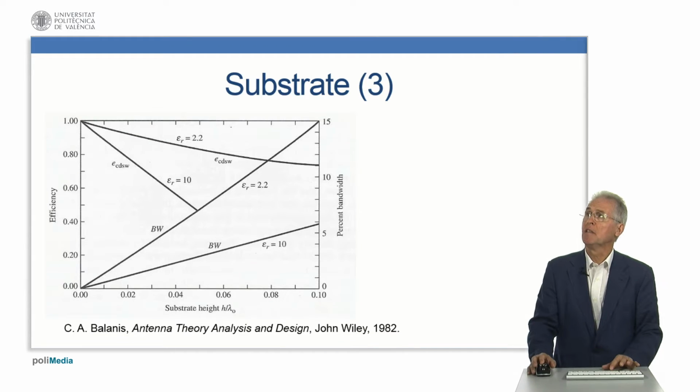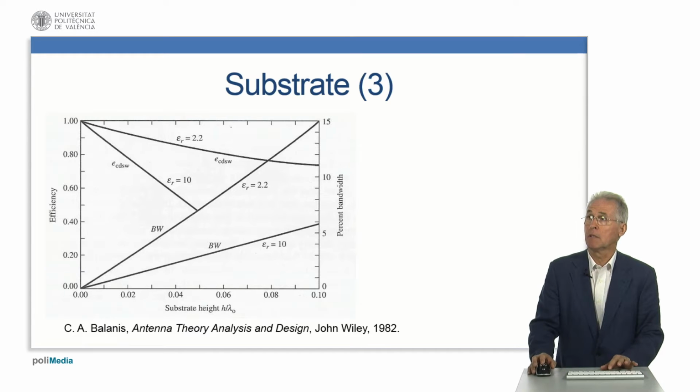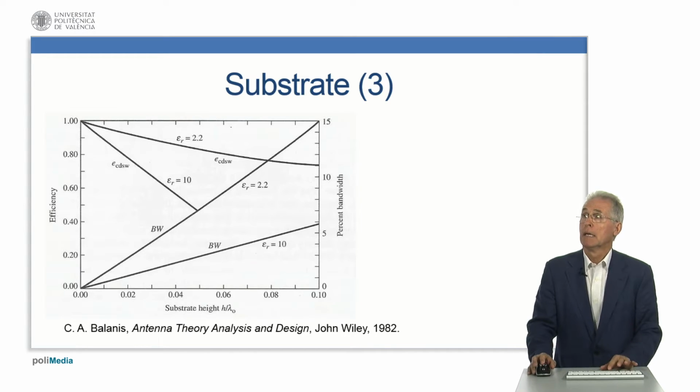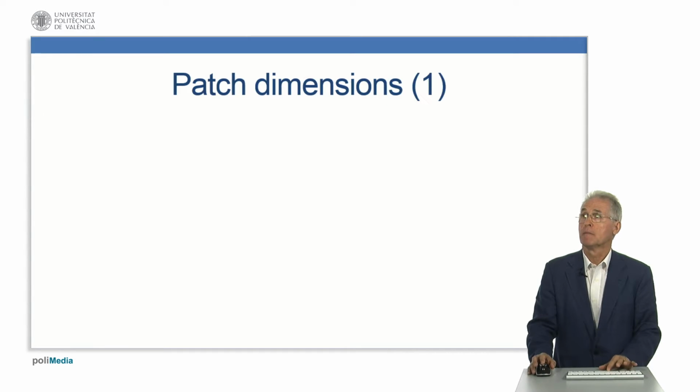The substrate relative permittivity and thickness have a major impact on the impedance, bandwidth, and radiation efficiency, as shown in this figure. So the impedance, bandwidth, and radiation efficiency can be estimated from the curves presented. We can derive linear approximations for the impedance bandwidth associated with low, meaning 2.2, and high, meaning 10, relative permittivities.